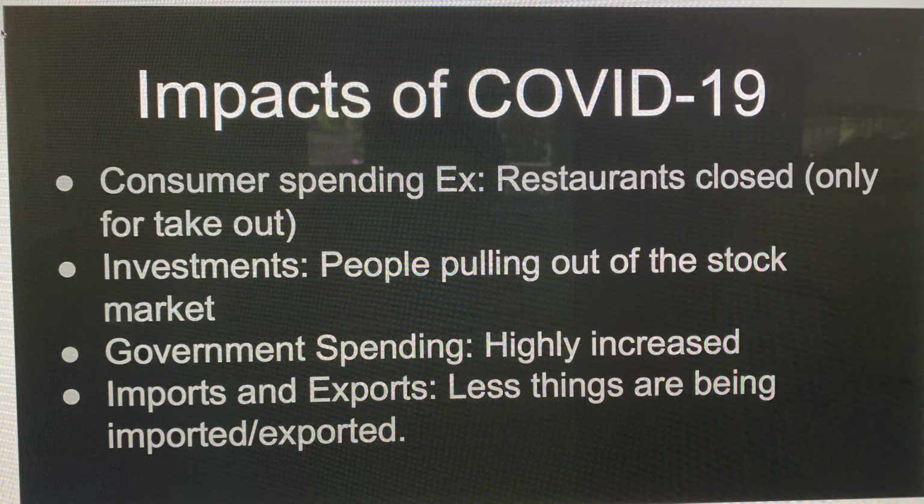We've seen that government spending has highly increased, for example, like the stimulus check people are getting. And then lastly, imports and exports. We're seeing less things being imported and exported.